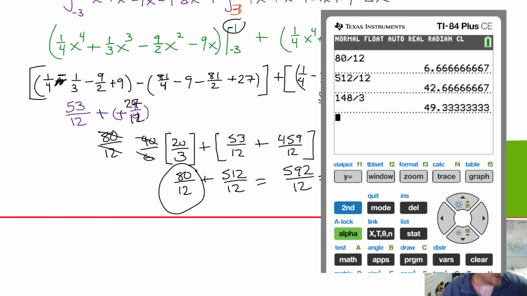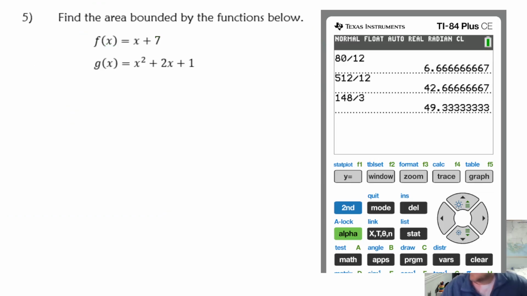Okay, great. This took super long, and I don't want to do any more of these ever, but maybe we can do one more. All right, find the area by the functions below.